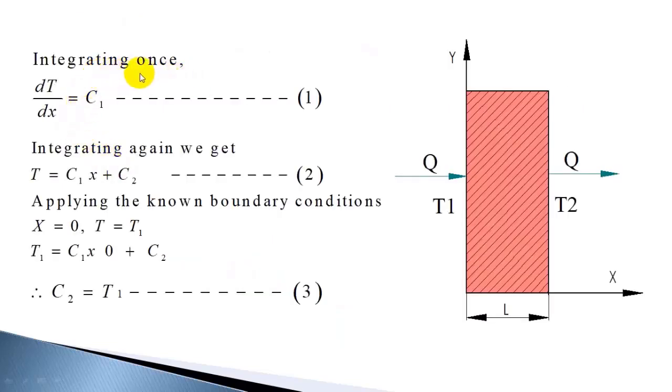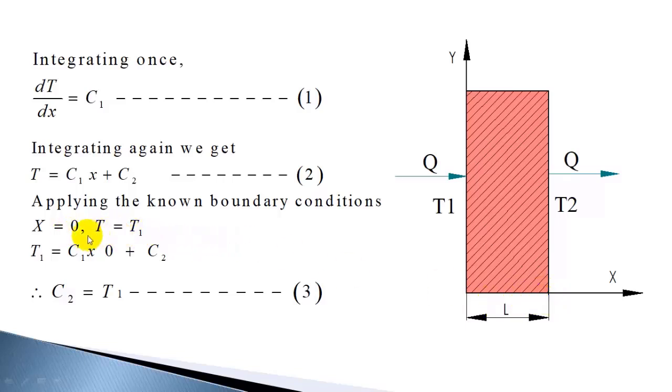Now integrating it once, you will get dT by dx equal to C1, where C1 is a constant of integration. If you integrate again, you will get T equal to C1x plus C2, where C2 is another constant of integration. Now we can apply the known boundary conditions. When x is equal to 0, temperature is T1, that is the left face. Since the y-axis is here, x is 0 here, and x is L here, where L is the thickness of the slab.